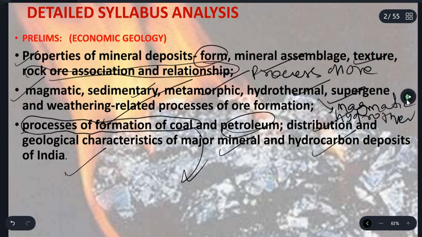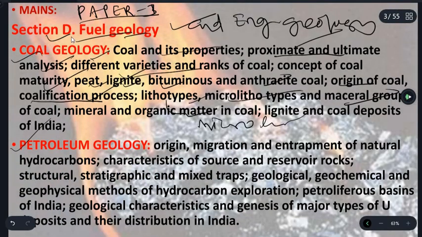And we'll discuss some more distribution, like some valley is there, like Wardha valley is there, Andhra Pradesh पे कहाँ मिलता है, right? Jharkhand पे कहाँ मिलता है. We'll discuss that part also. And if you go to the main syllabus, we already discussed a huge part of the syllabus. Coal and property, proximate ultimate analysis नहीं पढ़े हैं, different varieties पढ़े, ranks of coal पढ़े, concept of coal maturity. ठीक है, coal maturity means कोल कैसे ग्रेजुअली मेच्योर होके पीट, लिग्नाइट, बिटुमिनस एंड एंथ्रासाइट कोल देता है. So we already discussed this part, origin of coal, qualification process हम डिस्कस किए हैं. Am I right or wrong?